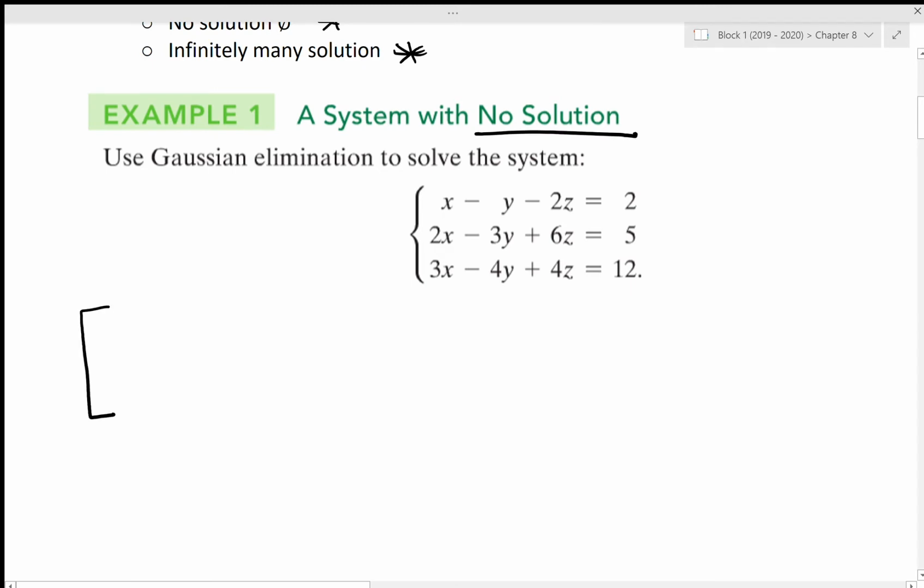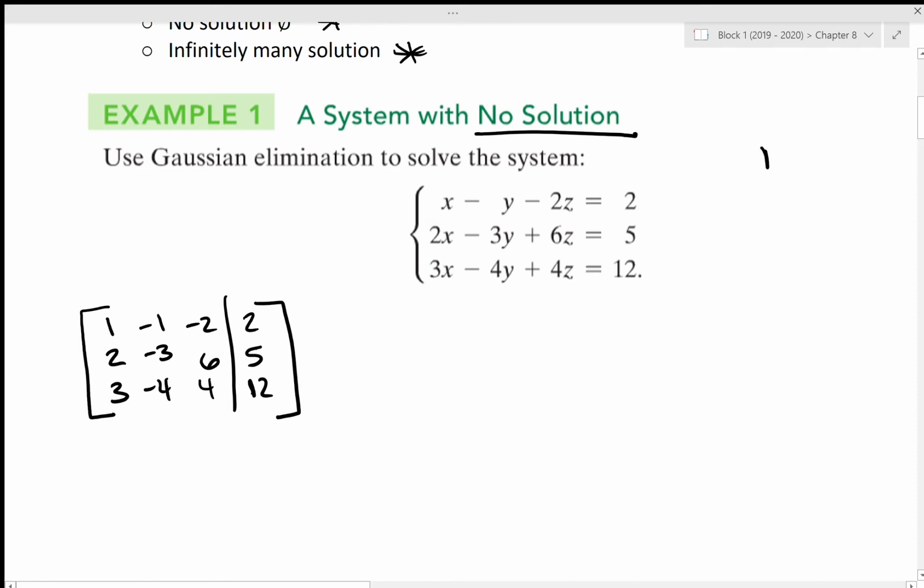So let me first write my matrix, okay, because the system is already in the order with all the x's, y's, z's, and then the constants. Line, 2, 5, 12. So the first thing that we're going to do is try and make sure, remember, we want to get a 1 in the top left corner. After that, you want to use that row to make zeros below it. So I already have the 1 in the top left corner, but I'm going to use row 1 with row 2, and then row 1 with row 3 to replace those.